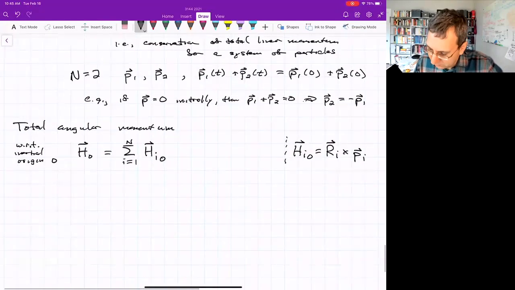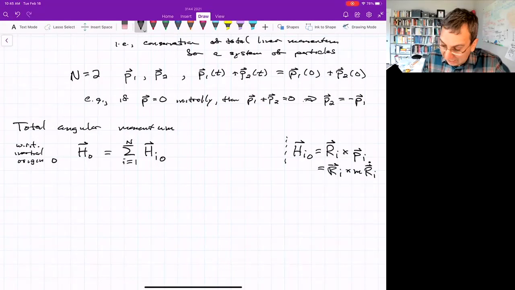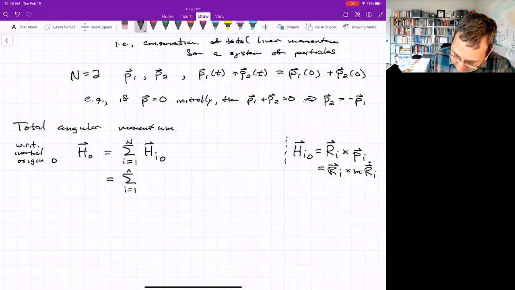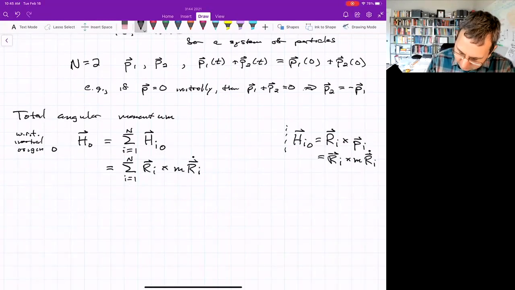So there we go. You could also write this as r_i cross m r_i dot, the inertial derivative. So that's that, if you want. This is just the sum from 1 to n of r_i cross m r_i dot. So that's the total angular momentum.